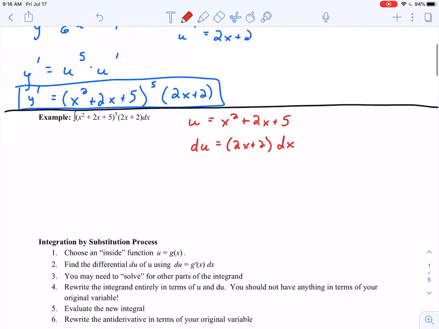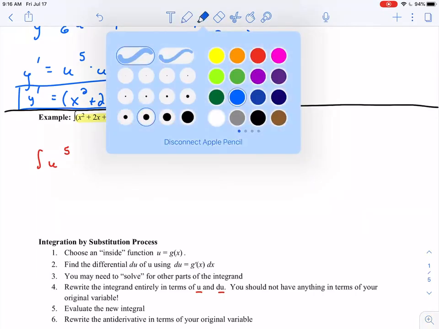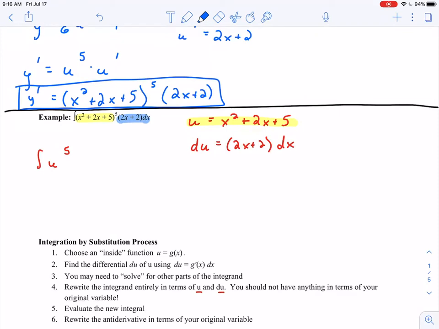So, okay. Step 4, we want to rewrite this integrand in terms entirely of u and du. We don't want anything in terms of our original variable, so we shouldn't have any x's left over. u was x squared plus 2x plus 5. I'm going to take out x squared plus 2x plus 5. I really have u to the 5th power, so that was this piece right here. And then du is 2x plus 2. That's this piece right here. So I'm just going to take out 2x plus 2 and replace it with du.